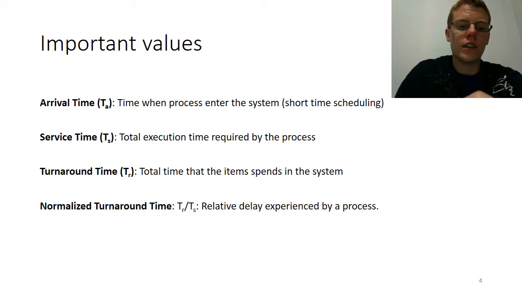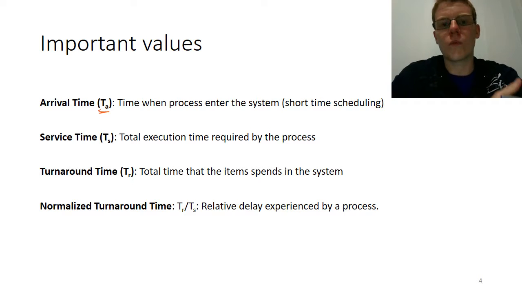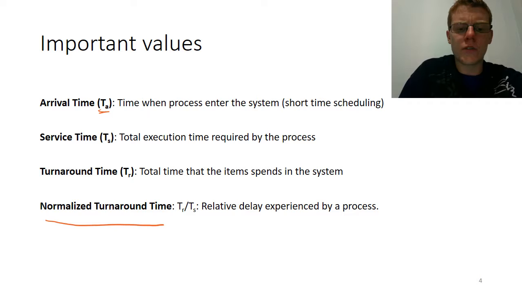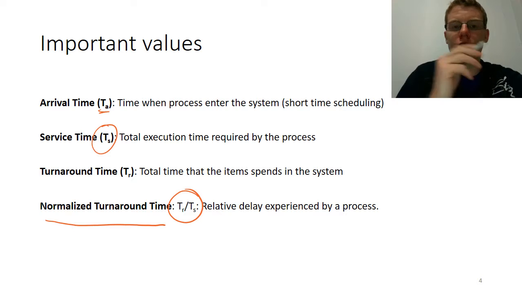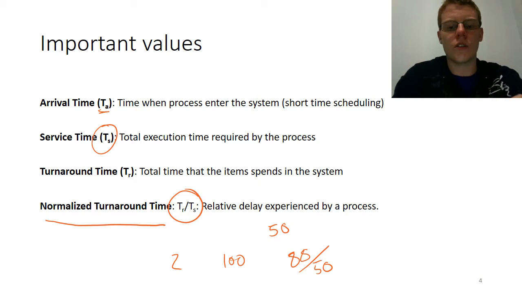There is the turnaround time, which is how long the process spends in the system. It is the difference between the arrival time and another time, the finishing time. Whenever the process finishes, the difference between then and when it arrived is its turnaround time. And then we also talk about the normalized turnaround time, which is simply the ratio of the turnaround time to the service time. For example, if we have a process that requires 50 time units to run, but the process arrives at time unit 2 and leaves at time unit 100, then we know that the turnaround time was 88, and so the normalized turnaround time is 88 on 50.